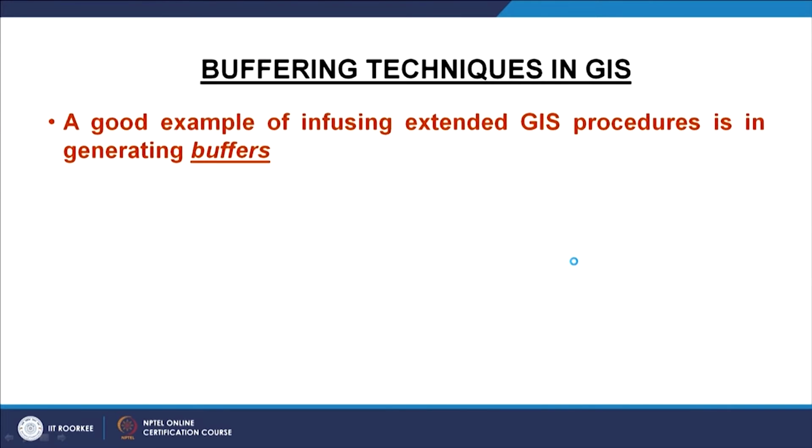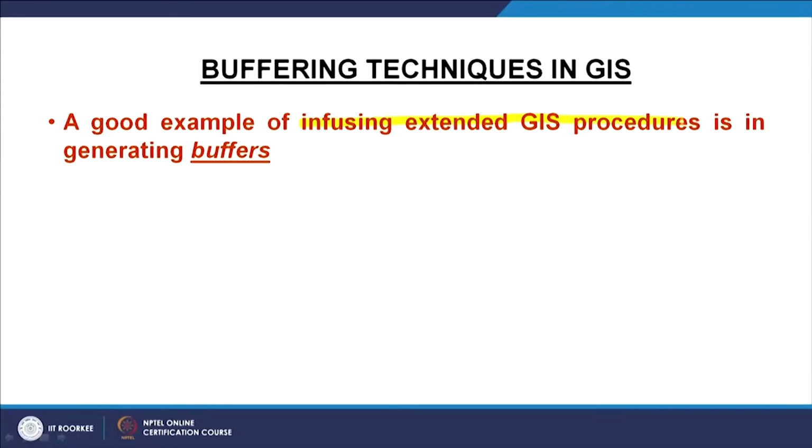Now, there are some variations and techniques within buffering. For example, buffer infusion, infusing extended GIS procedures in generating a buffer. We may create buffers using some impedance. For example, if I am studying pollution which is, say, point source pollution coming out of a chimney, now I want to create a very realistic buffer by implying not only the distance or dispersion distance, but also I would like to involve the wind speed and direction.